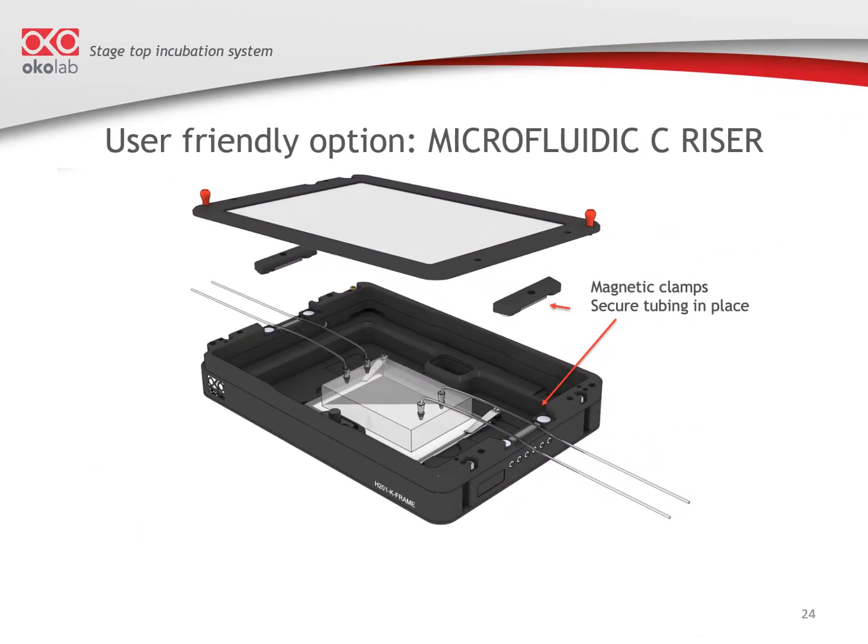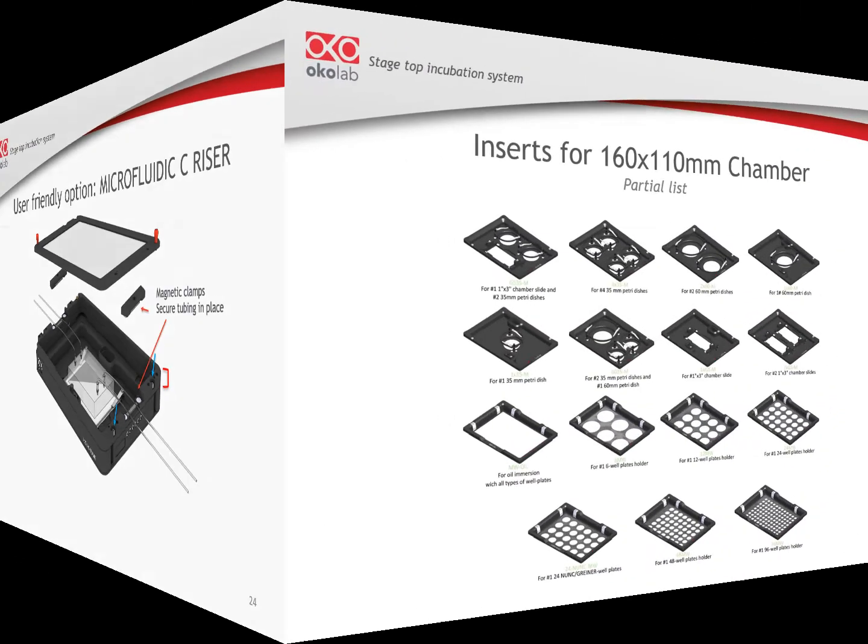Okolab chambers are compatible with microfluidic experiments or perfusion, as they have built-in perfusion holes. However, you can also select a microfluidic chamber riser. It replaces the top layer of the chamber. It can be removed and installed using the provided screws, and it allows you to rest and secure tubing over the chamber walls rather than thread them through the perfusion holes.